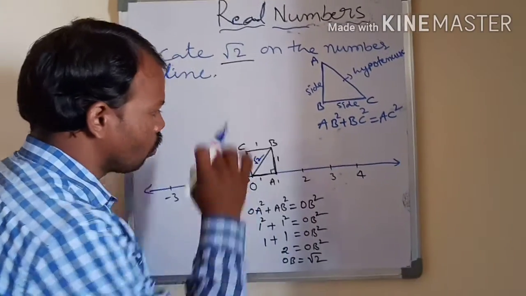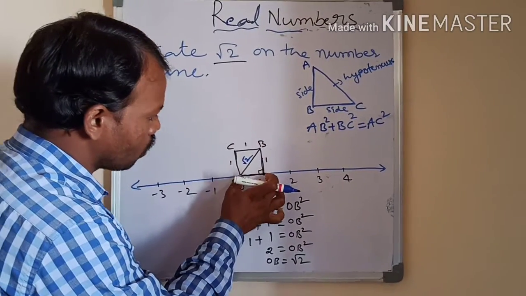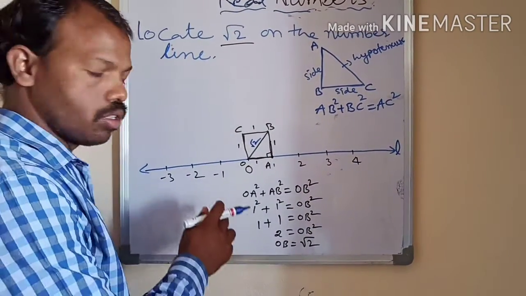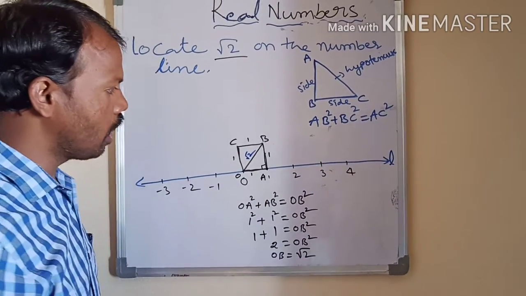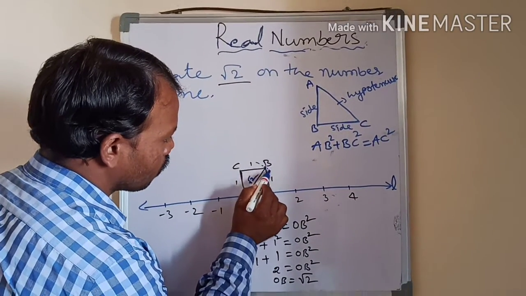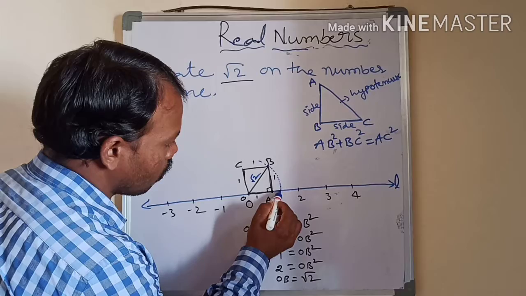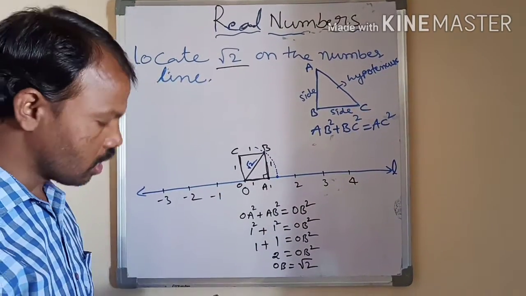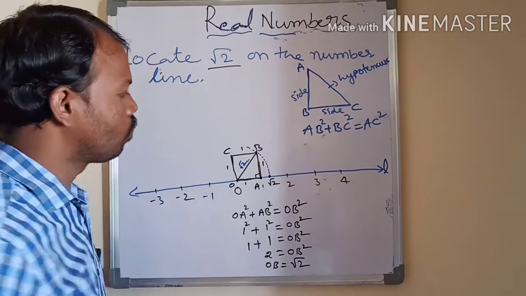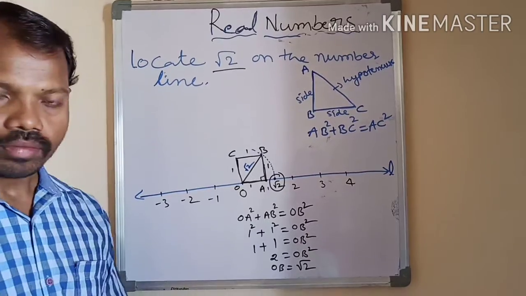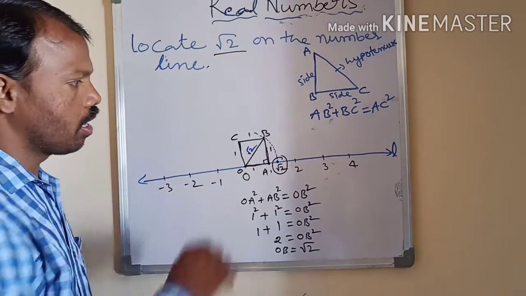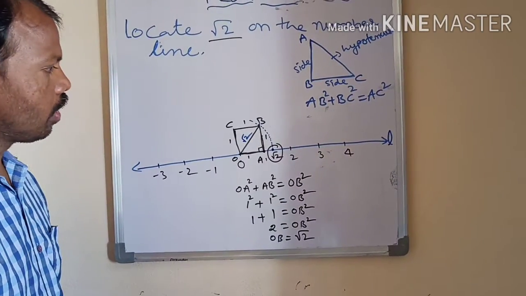The same length as OB, we have to take on this number line. Let us call this line L. Take a compass and draw an arc. Where it intersects the number line, that value is called root 2. Like this, we can locate root 2 on the number line.